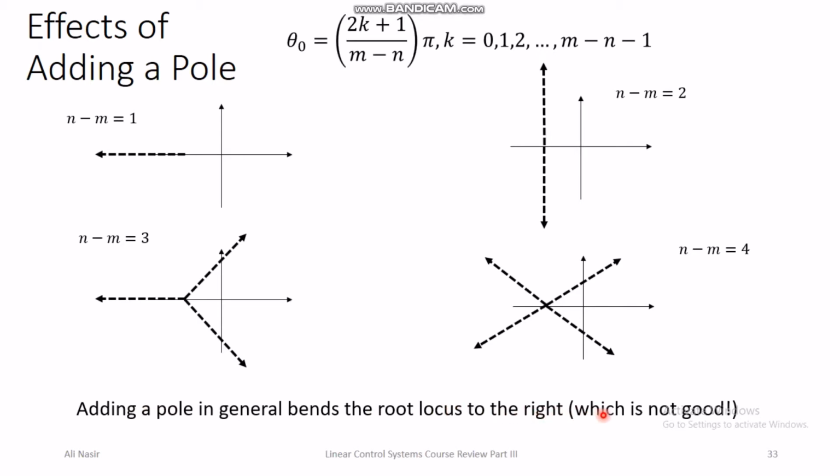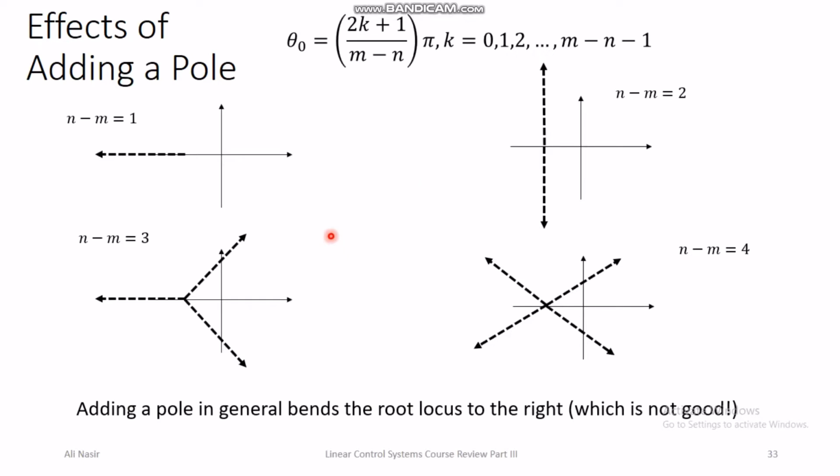We also discussed earlier that adding poles in the system can make the response sluggish and may even destabilize the system. And now we see the same thing theoretically using the root locus theory.